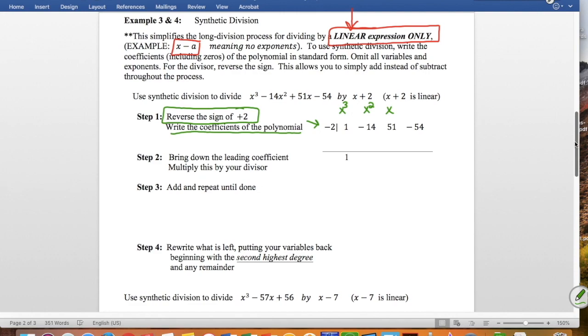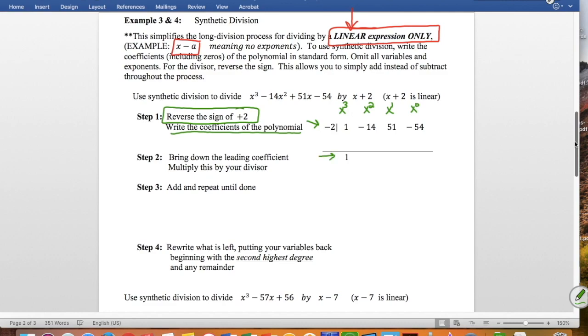Okay, let's also check to make sure we have x to the third, second, first, and then this will be our x to the 0 power. Okay, so we have all of our exponents accounted for. So that's how we set it up. I've got this little line right here next to the negative 2 to show that's my divisor. I'm going to do this down instead of going up, like we're not going to have the actual house, so to speak. So the first thing I'm going to do is bring down my leading coefficient.